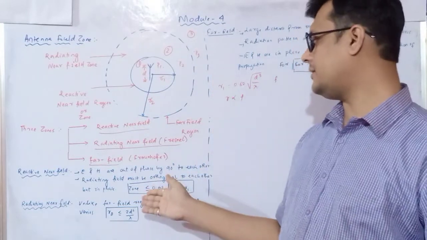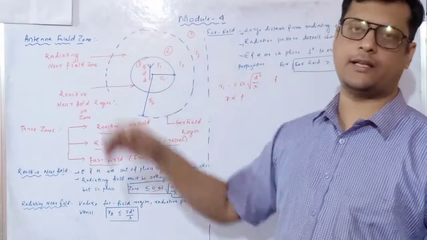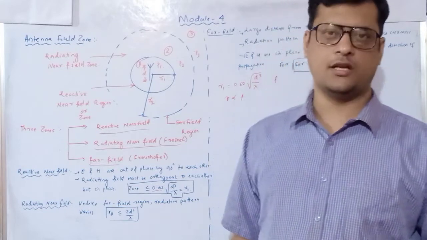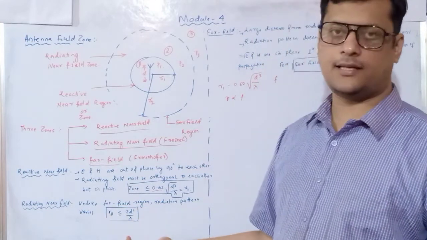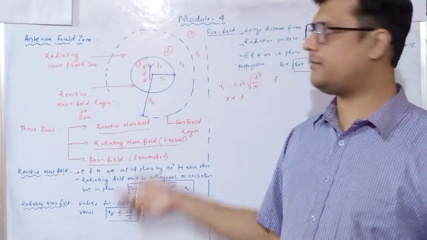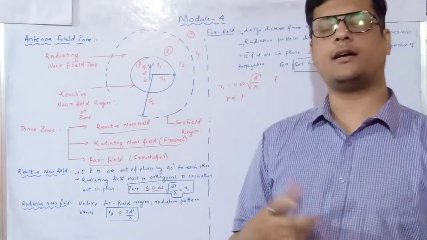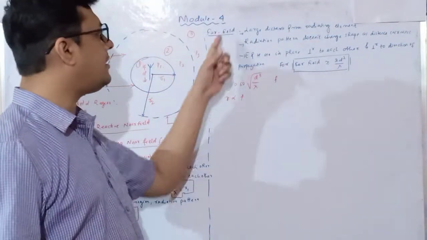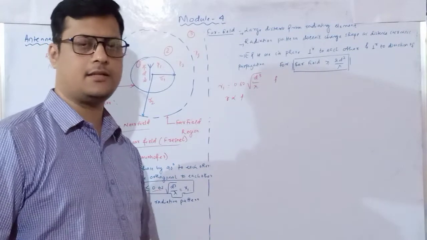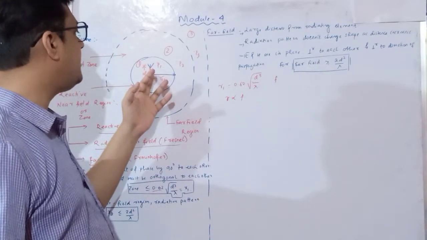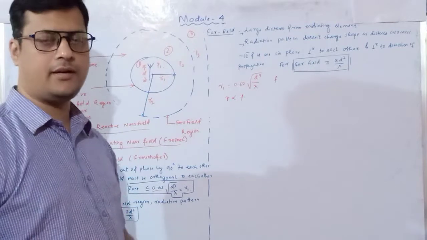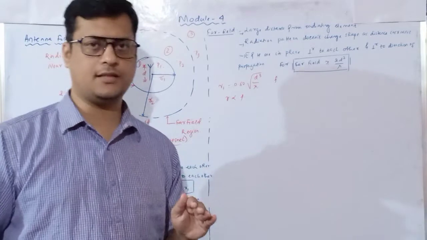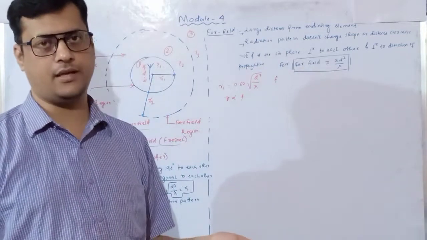If R1 is identified, that means it is the reactive near field zone. If R2 is discussed, that means it is the Fresnel zone. And if the distance is R3, which is greater than 2d squared by lambda, meaning this outer one, then it comes under the Fraunhofer zone. In the Fraunhofer zone there is a large distance from the radiating element. This is the radiating element and this is the observation point, so it is a large distance. If it is a large distance, the wavelength must be less and the frequency must be very high.